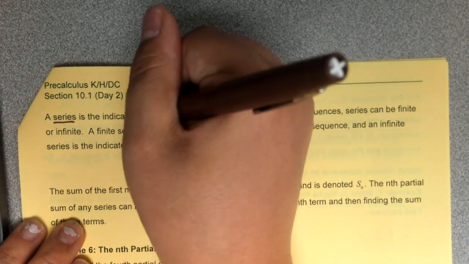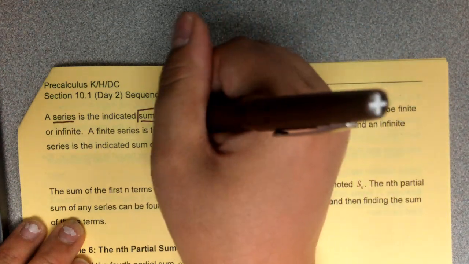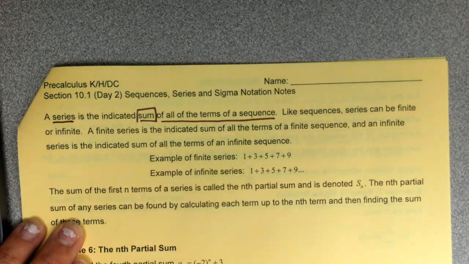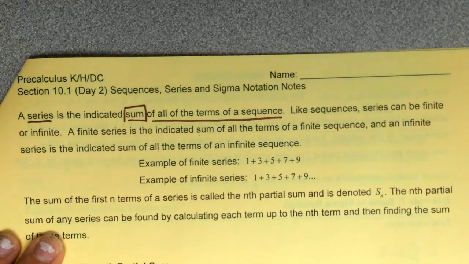A series is an indicated, box the word sum, of all the terms of a sequence. Where a sequence just lists out the terms, a series adds them together. So like sequences, series can be finite or infinite. A finite series is an indicated sum of all the terms of a finite sequence. An infinite series is the indicated sum of all the terms of an infinite sequence.